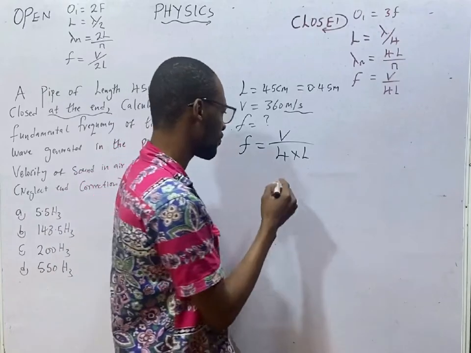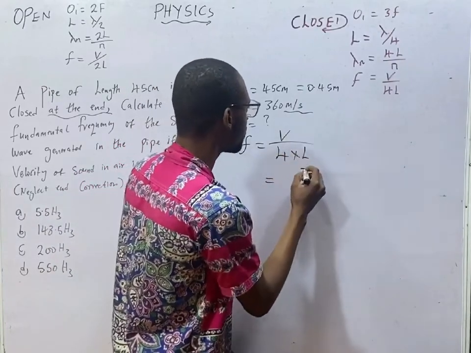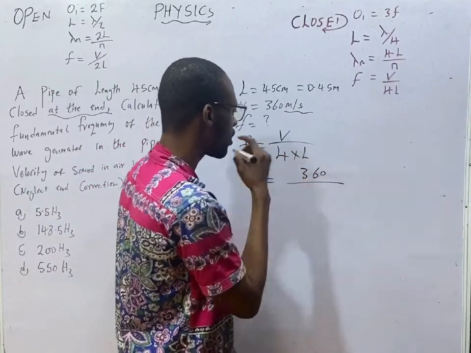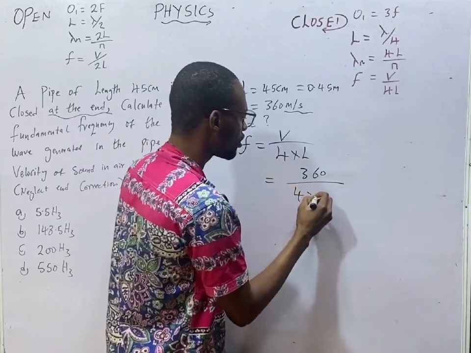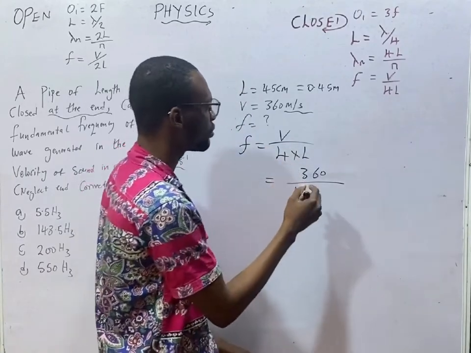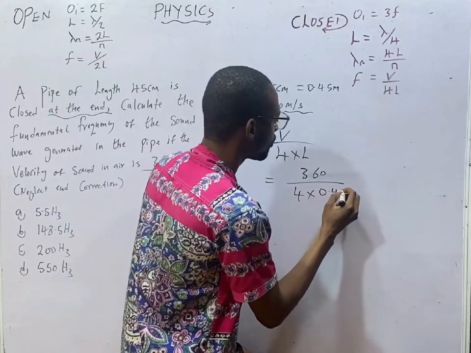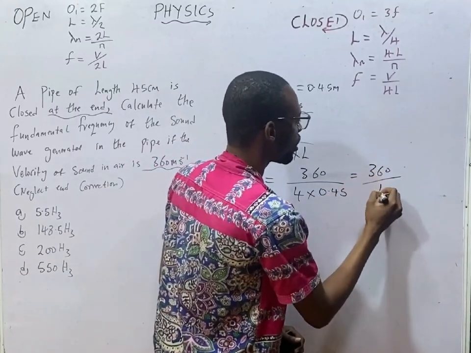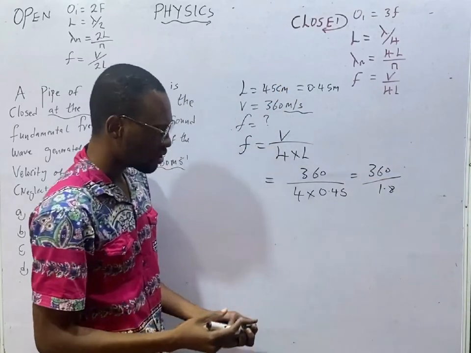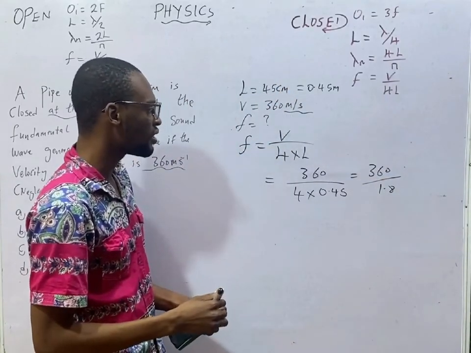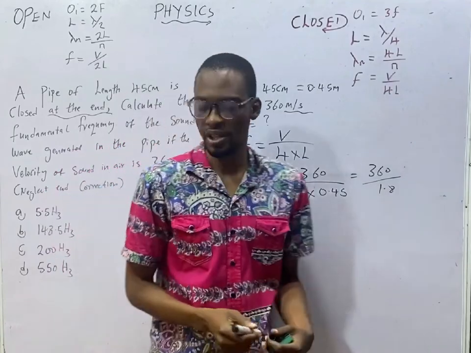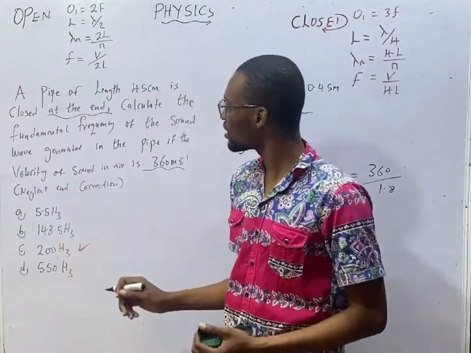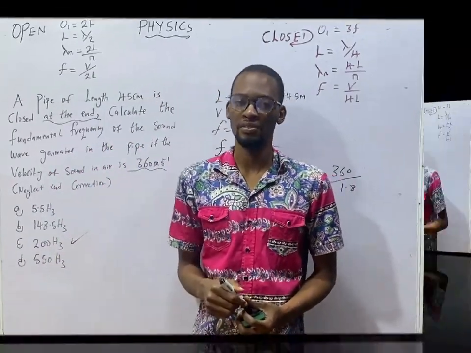So the frequency becomes velocity 360 over 4 times 0.45. This should be 360 over 1.8 if I am correct. And 360 divided by 1.8 should give you 200 Hz. So 200 Hz is the fundamental frequency.